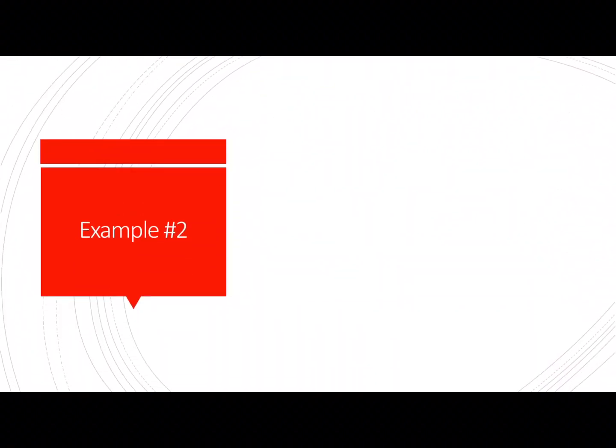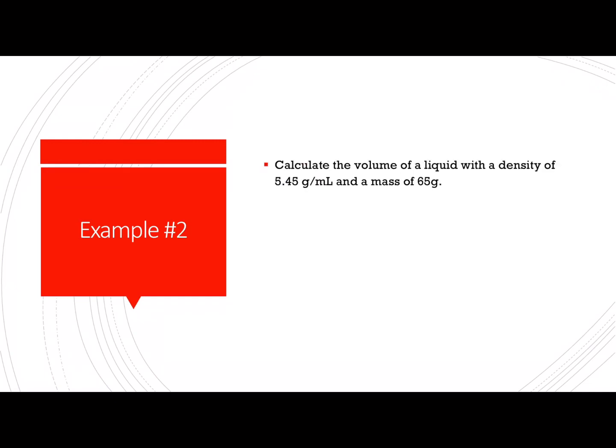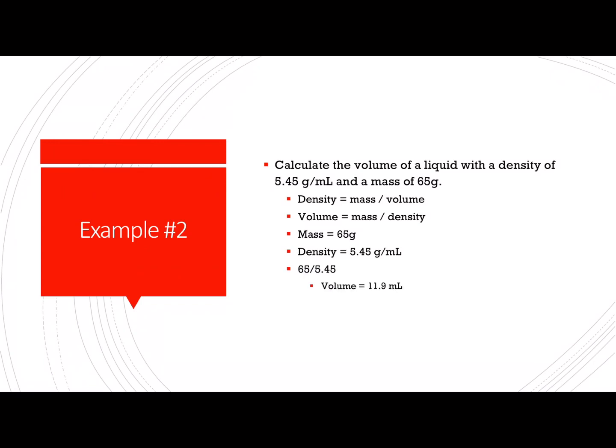Now on to the next example, which is a little bit different but pertains to the same idea. It says calculate the volume of a liquid with a density of 5.45 grams per milliliter and a mass of 65 grams. We already know density equals mass divided by volume. Once you manipulate that formula, you get volume equals mass divided by density. The mass in this case is 65 grams, and the density is 5.45 grams per milliliter. If you take 65 and divide it by 5.45, you get a volume of 11.9 milliliters.